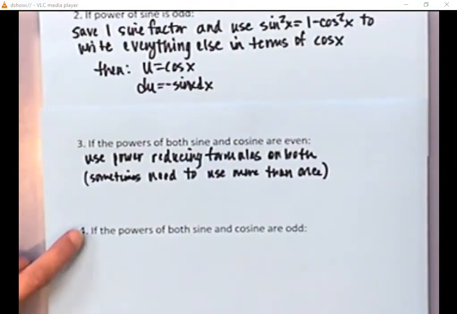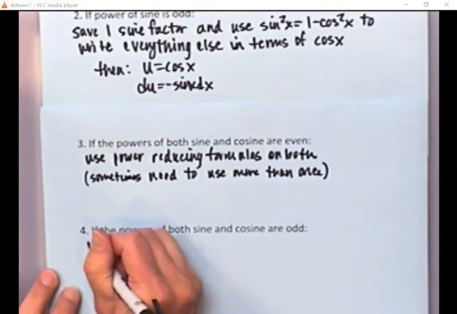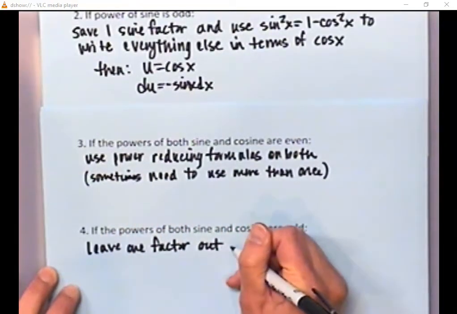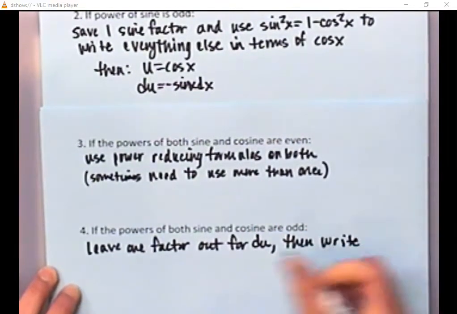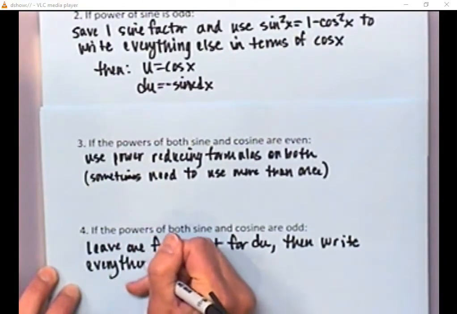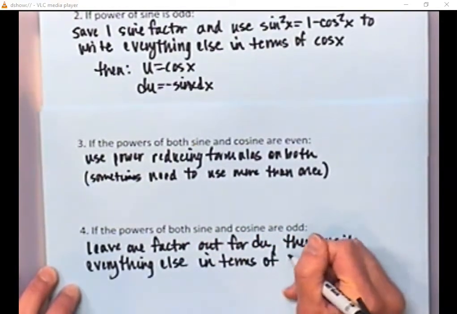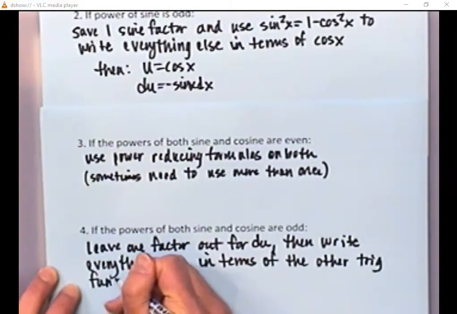And finally, this is the last case we saw, where they were both odd. This is the one where you really have a choice of what to save out. So you get to choose, I want to save this factor out to be my du, and then write everything else in terms of the opposite one. So leave one of the factors out for your du, and then write everything else in terms of the other trig function. So this is the one where you get to choose.